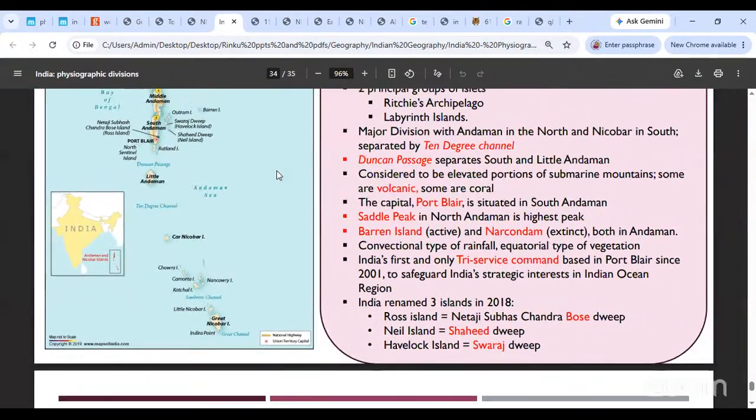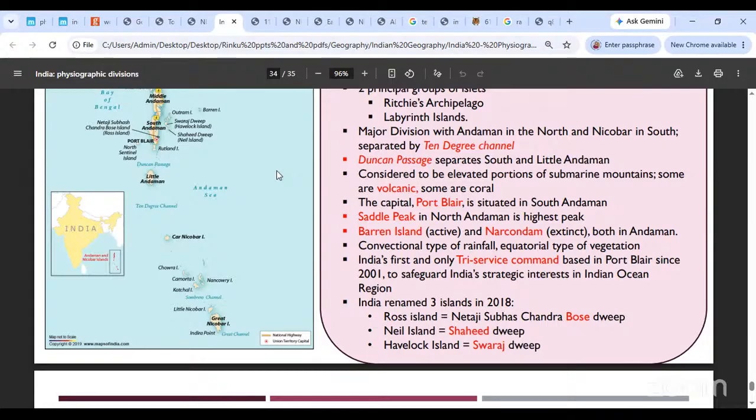Actually, Narcondam को extinct नहीं बोलना चाहिए, dormant बोलें तो better है, क्योंकि there is no evidence कि अभी उसमें कभी भी ऐसी activity नहीं होगी, right? And you usually get a convectional type of rainfall, equatorial type of vegetation. We are closer to the equator, so we clearly get a good equatorial type of vegetation. This is also India's first and only tri-service command. Port Blair hosts that since 2001 to safeguard India's strategic interest in the Indian Ocean region.